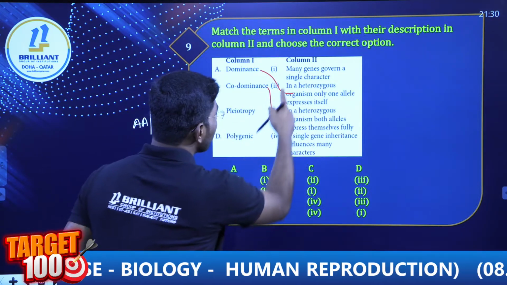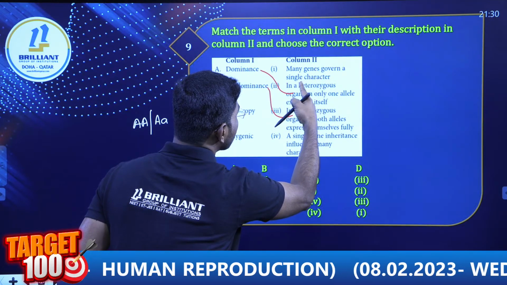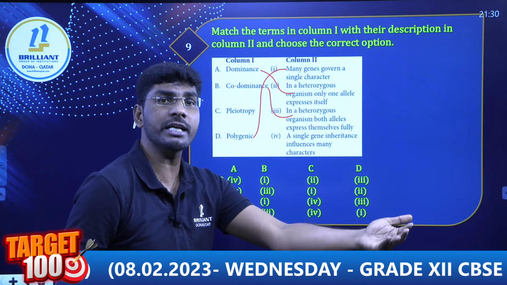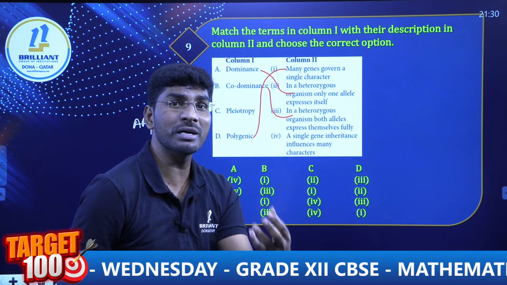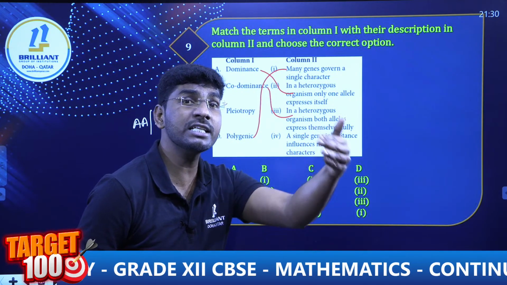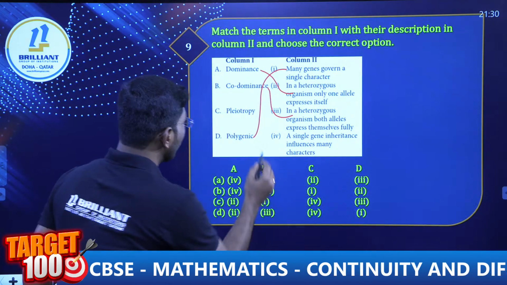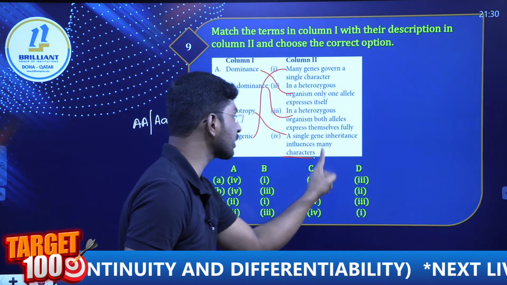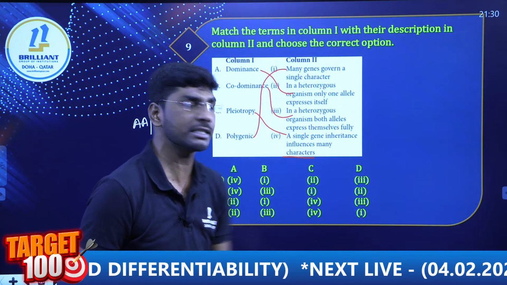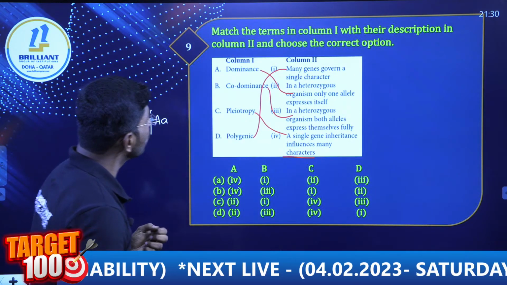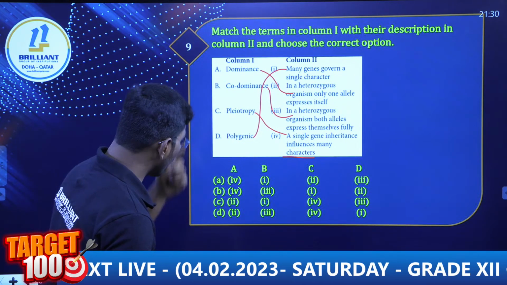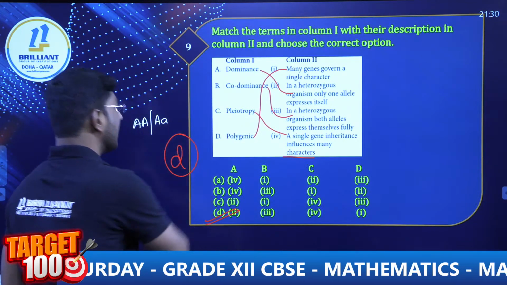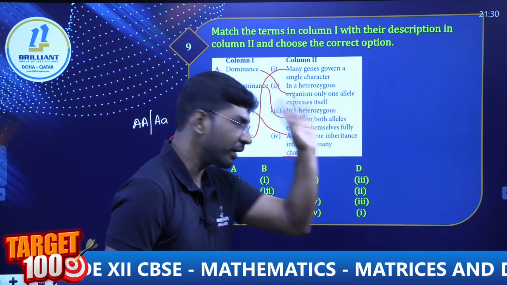Next, many genes governing a single characteristic feature is polygenic inheritance, for example human skin color and human height. Many genes are involved in one trait. The last one is pleiotropy: a single gene influences many characters. Just now we discussed the phenylketonuria example. So the final answer is 2, 3, 4, 1. Option D is the right answer. Am I clear? Next question.